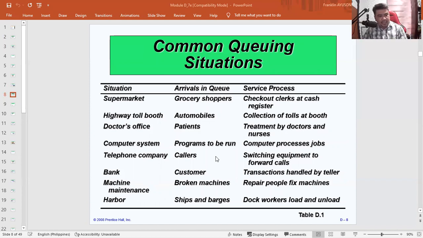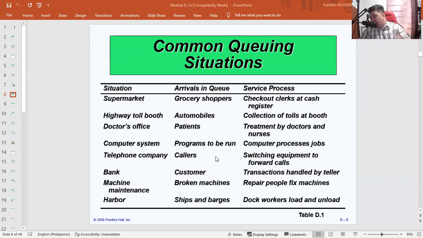Another would be, let's say, a highway toll booth, sa mga NLEX, SLEX. Arrival in the queue are in the form of automobiles, and the service process would be collection of tolls. For a doctor's office, arrival in queue are patients, and the service process are doctors and nurses. Even a computer system: waiting in the queue are the programs to be run, and the computer processes the jobs. For a telephone company, the callers, and the switching equipment for forwarding calls, these are your service process.